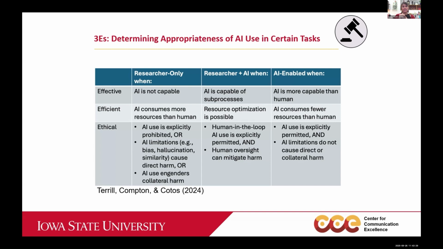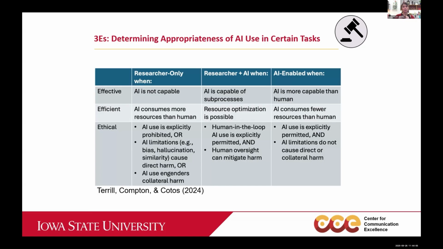The table here is divided into 4 columns, and the right 3 columns are recommendations of in what way to use the AI tool. So the first column to the left is researcher only, just don't use AI. If it's not capable of being effective, then you need to do something else, don't use AI. If it is capable of sub-processes, maybe you could go into the middle column here, researcher and AI, oversee what the AI is doing and guard it, or just take over where it can't be effective.